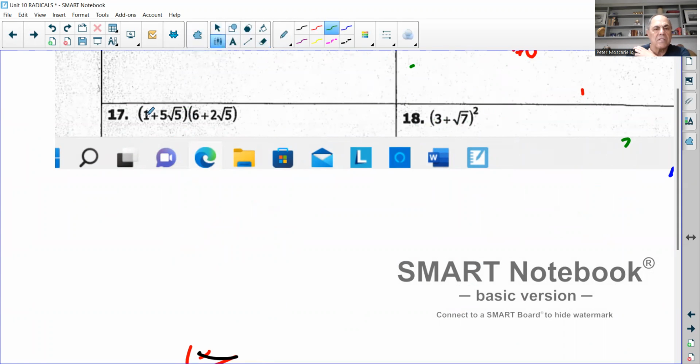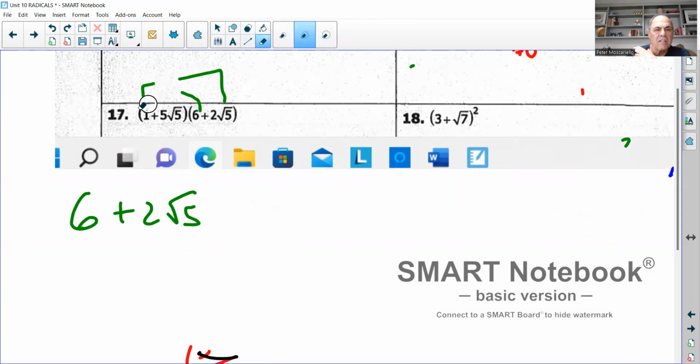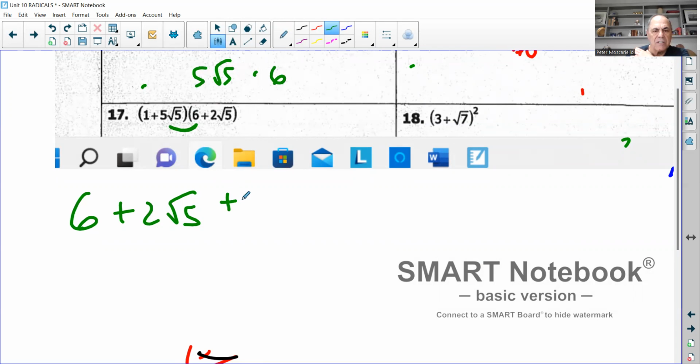All right, so once again, it's first. That's just a 1 times a 6, that's easy. The outer, I'm doing 1 times 2 root 5, that's just 2 root 5. The inner ones, 5 root 5 times a 6, 5 times 6 is 30 with the root 5. And the last ones are this one times this one.